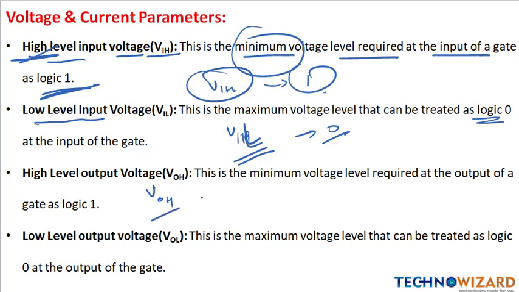VOH is the minimum output voltage at logic 1. VOL is the maximum voltage level at logic 0. Remember these terms, these are very important. They are also very important from the MCQ, objective type question point of view. You can come across questions from these voltage and current parameters.